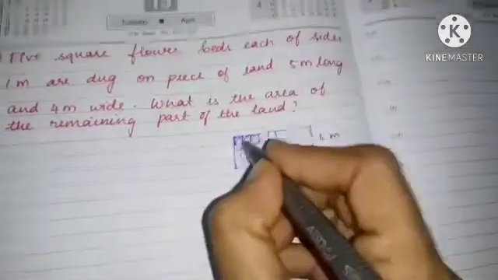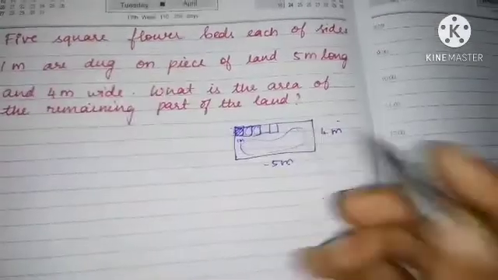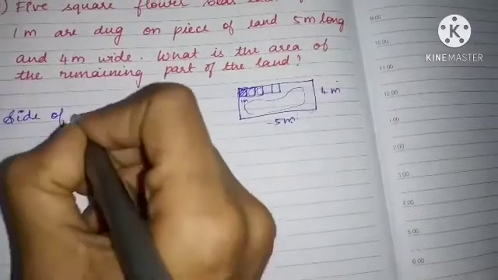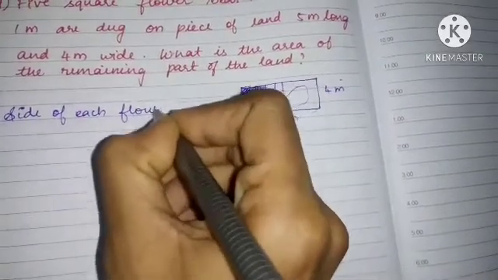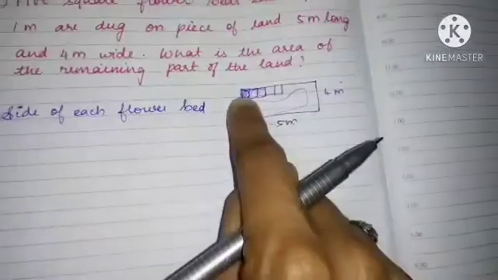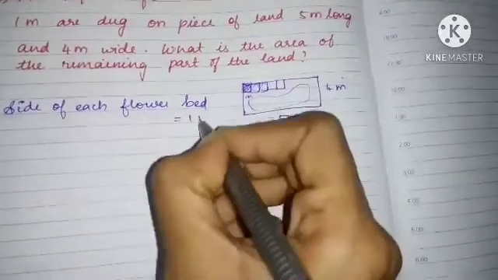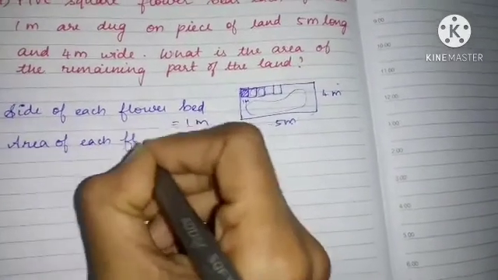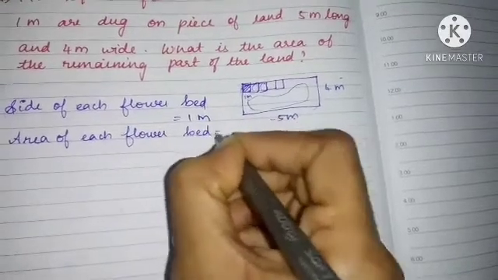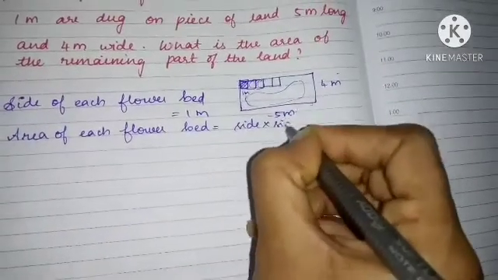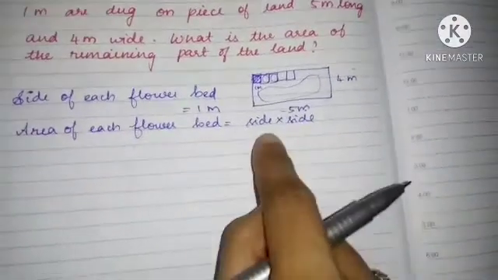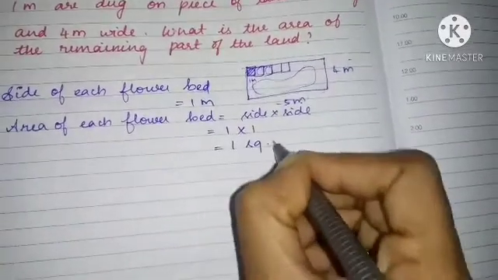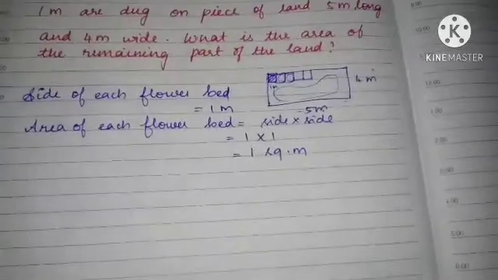First, you should find the area of this small flower bed. What is the side of each flower bed? Each flower bed means one flower bed. The side is 1 meter. So, what is the area of each flower bed, children? Side into side. What is the side here? 1 into 1 is 1 square meter.